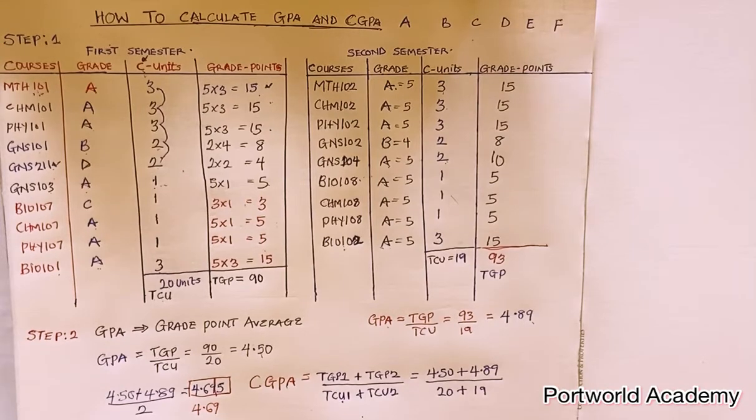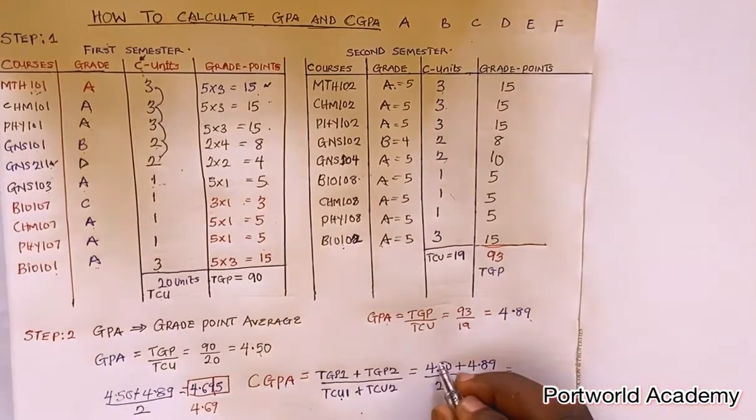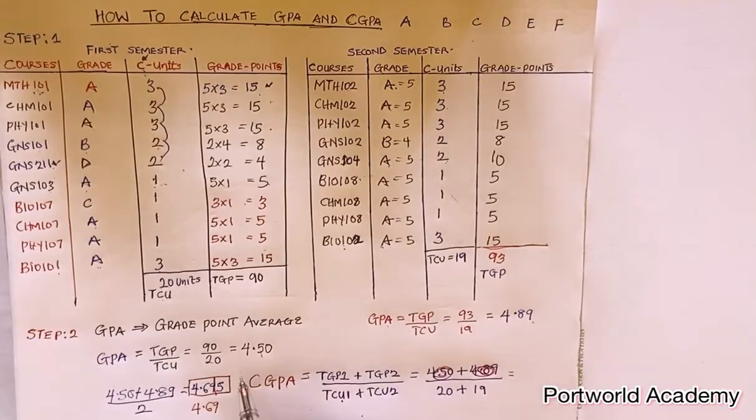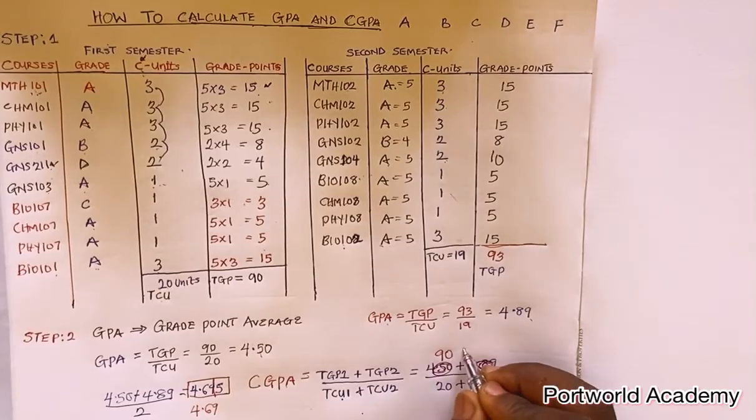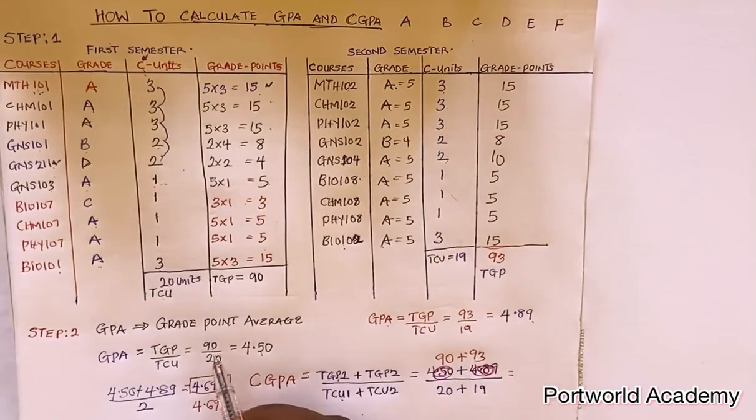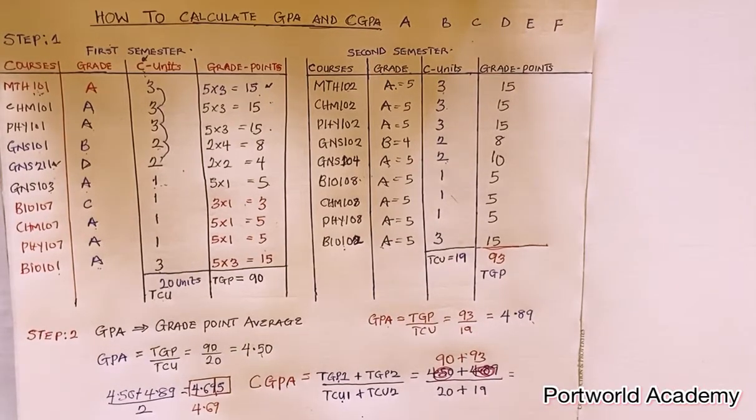Let's just go ahead and see what happened. 4.50 plus 4.89, that should be 9 points. Oh, there's a mistake here. It shouldn't be 4.50. I shouldn't use this, I'm using the GPA, not the grade points. This is what I'm going to use. Total grade point 1 is 90, total grade point 2 is 93, not 4.5. That was just the GPA. So 90 plus 93 is 183.